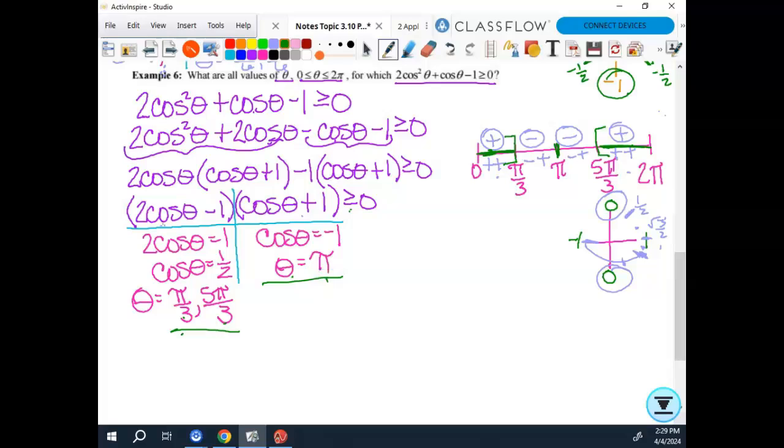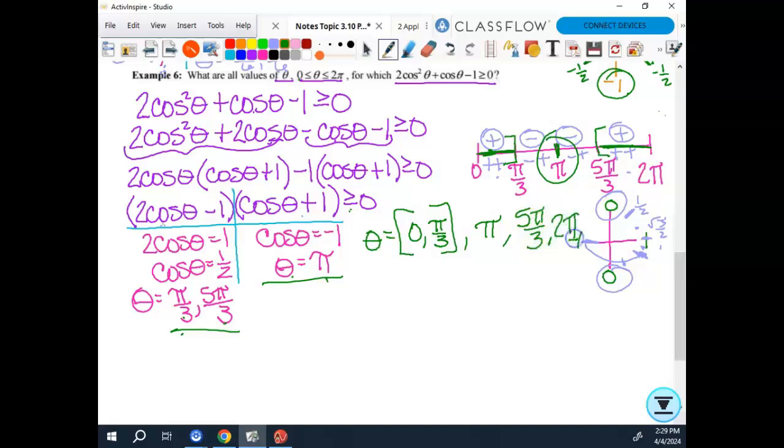So when I put this out here, theta is equal to, so I start here. I'm going from 0 to pi thirds. Do I include 0? Yes, because I'm including it here, so I'm including it. And I know I include pi thirds because it makes it 0. Then I have this guy, pi, just one little old angle by himself. And then I include this interval, 5 pi thirds to 2 pi. And brackets? Yes, brackets.